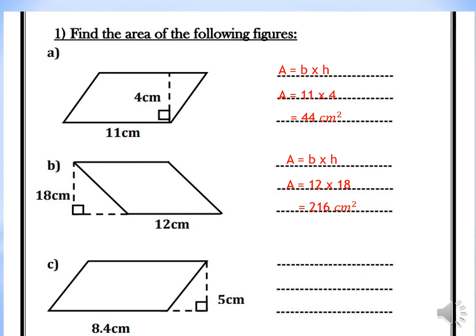In letter C, I have again the area equals base times height. The base here is 8.4 centimeters and the height is 5 centimeters. 8.4 times 5 equals 42 centimeters squared.